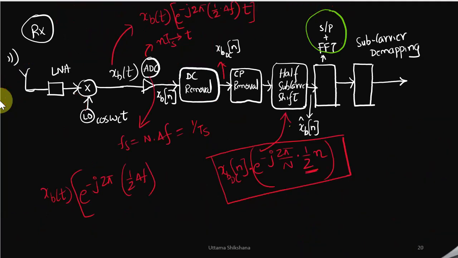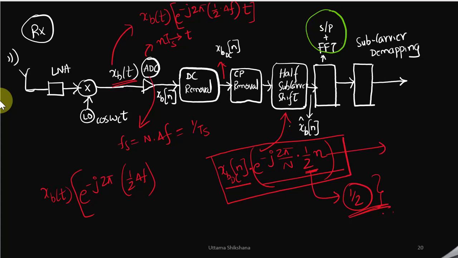So I will move on to the half subcarrier shift. I was mentioning that to the DC removed signal, we need to apply this particular exponential component. Here I just mentioned f-off, and I was telling f-off corresponds to half subcarrier. But let us see how this f-off corresponds to half subcarrier. This is in the discrete domain, right? Just to take the time domain. So this was a time domain signal.